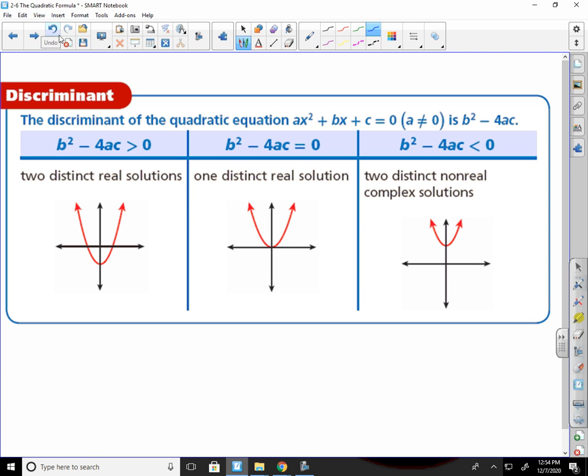So when we look at the discriminant, or the number under the square root, if I do b squared minus 4ac, and I solve that out and get a number greater than 0, that tells me there will be two distinct real solutions, where it crosses the x-axis in two spots. If I solve that b squared minus 4ac and I get a number that's equal to 0, then I know it's going to be one distinct real solution, so it's only going to cross right at the vertex. And if that number is less than 0, that tells me right away that it's going to be two distinct non-real or complex solutions.